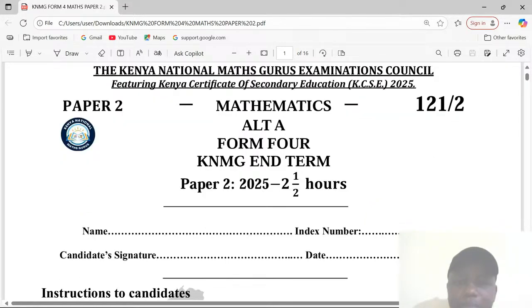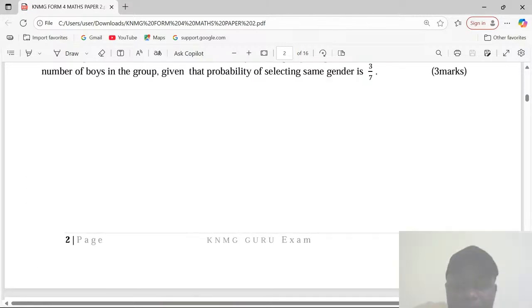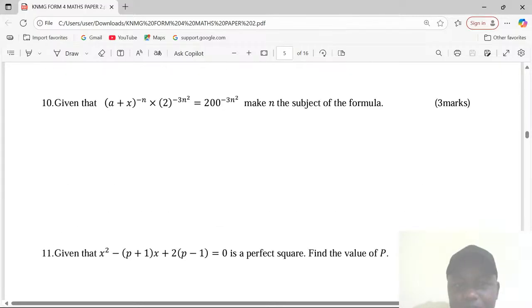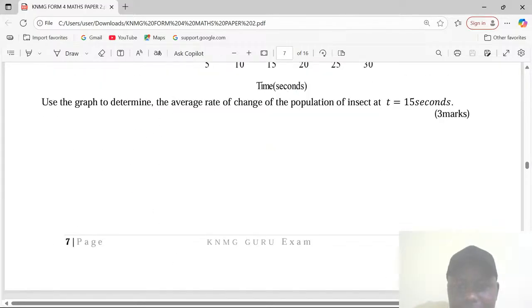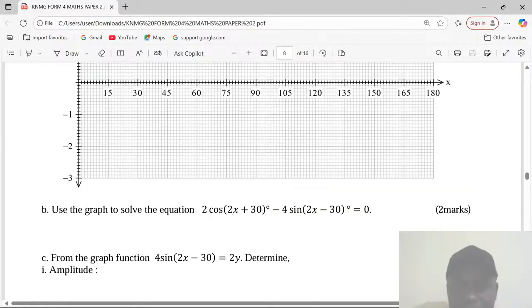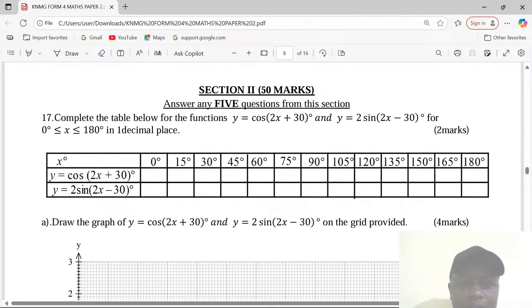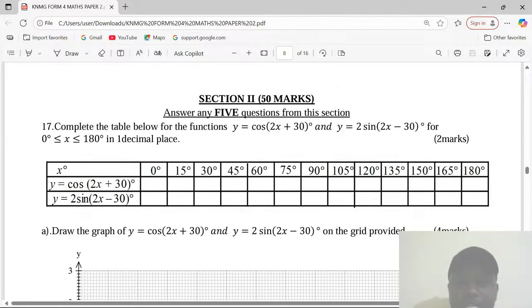So this is the paper that we're going to discuss tonight. A very wonderful paper, the section 2 of this Kenya Mathematics Gurus. So let's get to the paper. The first one is on trigonometric functions. Complete the table below for the functions.